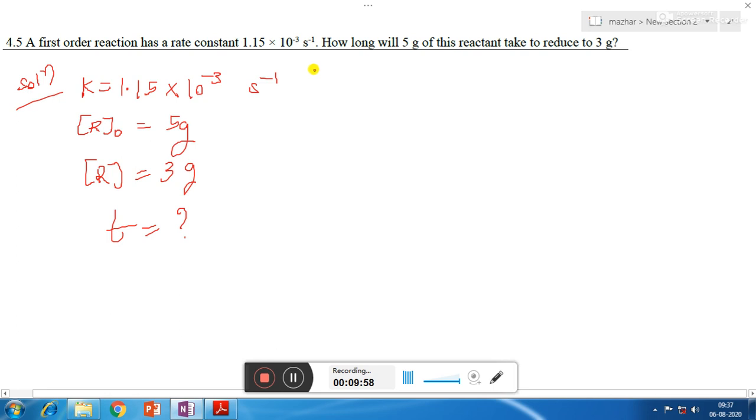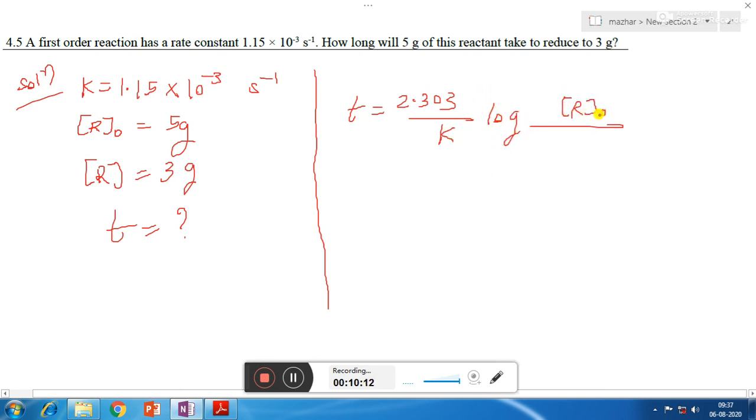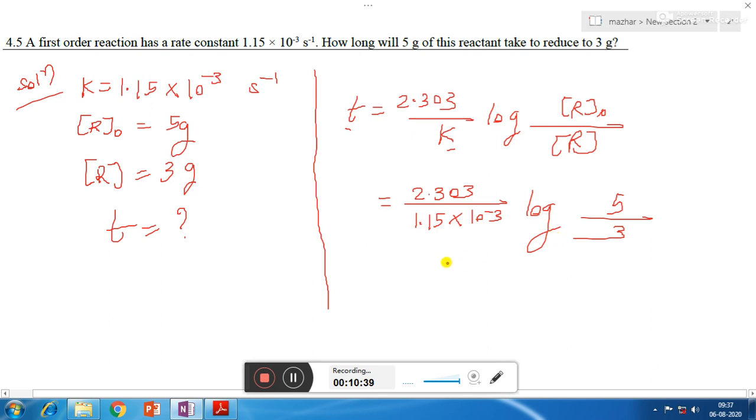Now the equation relating K and T on the basis of first order reaction is T equal to 2.303 upon K log of R naught upon R. Here what we have done is that in the equation of rate constant we have changed the position of T and K. So that is equal to 2.303, now K is 1.15 into 10 raised to minus 3 second inverse, log of R naught is 5 and R is 3.